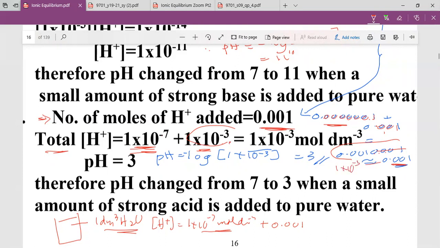So it's moles per dm cube, because I used 1 dm cube of water. So now this is the concentration. So pH is equal to 3. That means it changed from 7 to 3, man. A lot. 4 units. If I put that into water, the water changes from pH 7 to pH 3, a 4 unit change just from 1 cm cube of strong acid.